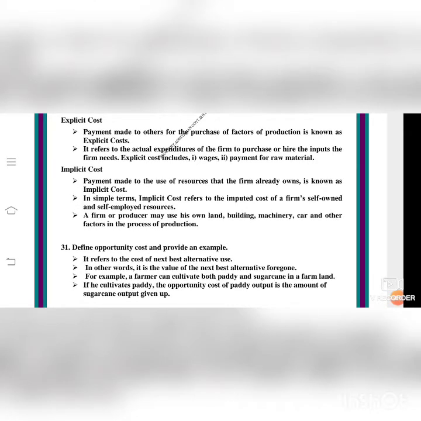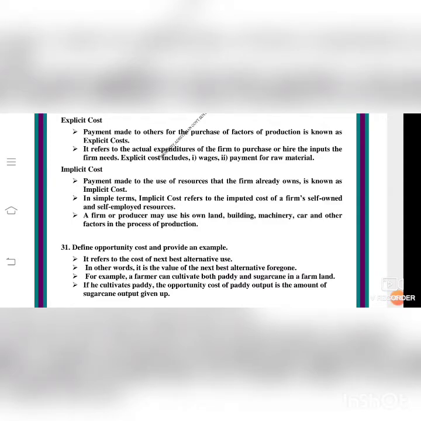Next we will see implicit cost. Payment made for the use of resources that the firm already owns is known as implicit cost. In simple terms, implicit cost refers to the imputed cost of a firm's self-owned and self-employed resources. That is what is inside the firm. A firm or producer may use his own land, building, machinery, car and other factors in the process of production. So what is owned by himself is called implicit cost.